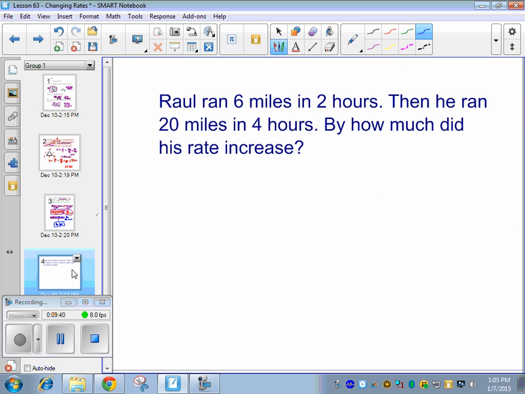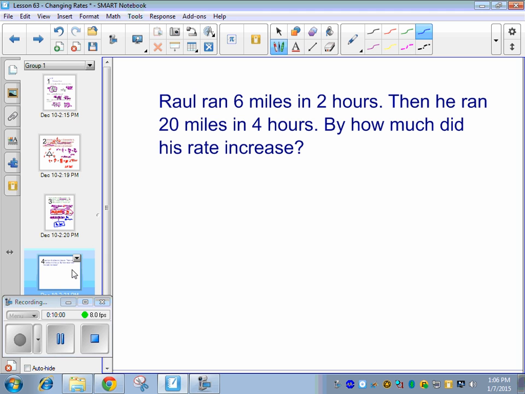Okay, we got one more. Raul ran 6 miles in 2 hours, and then he ran 20 miles in 4 hours. By how much did his rate increase? This is another dirt problem, okay? So start with the dirt triangle, and we want to find 2 different rates.